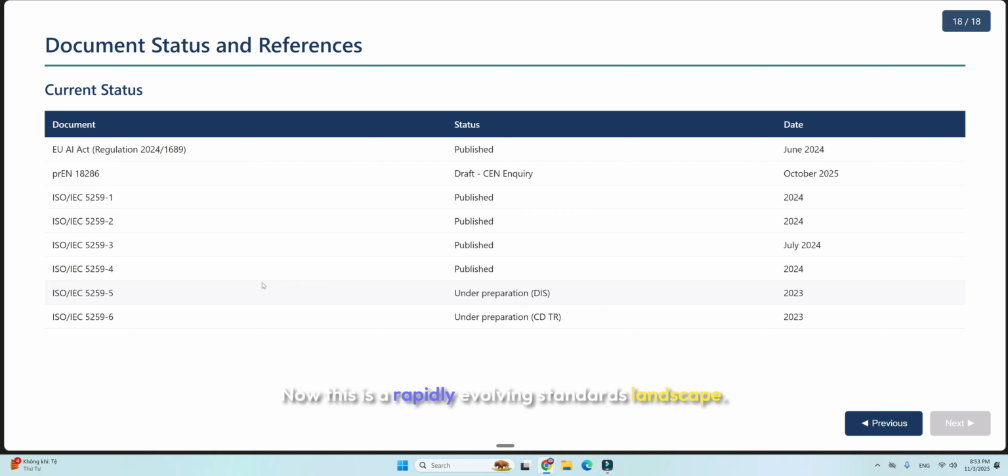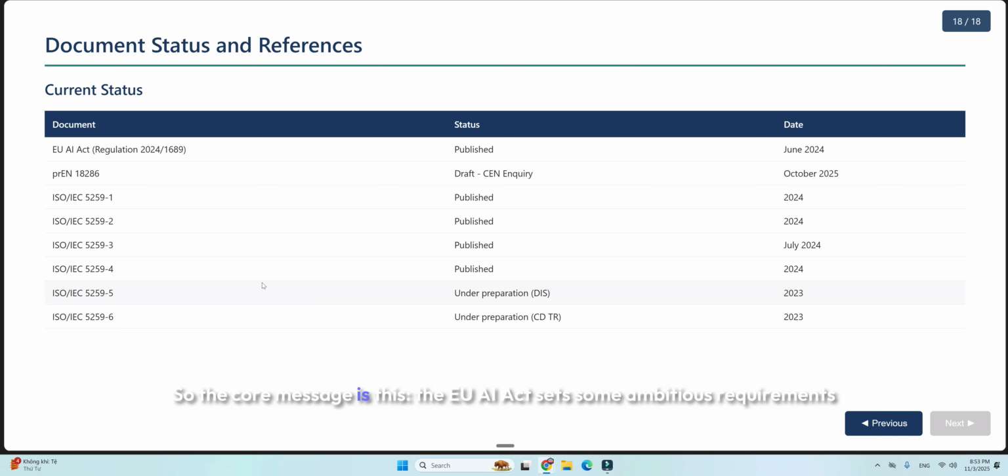Now, this is a rapidly evolving standards landscape. What I've presented today is current as of the document date shown, but I'd recommend monitoring the Official Journal of the European Union for citation of prEN 18286, the ISO website for updates on Parts 5 and 6 of 5259, and CEN CLC JTC 21, the Joint Technical Committee developing AI standards for related work.